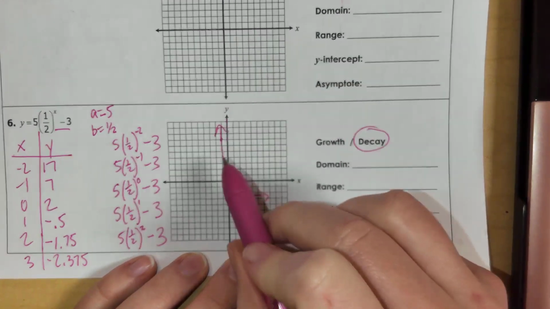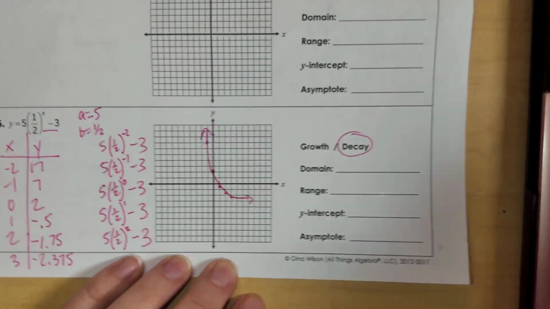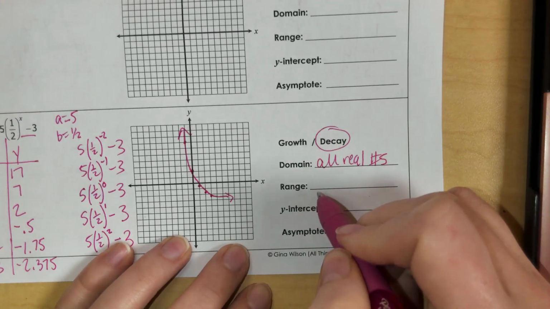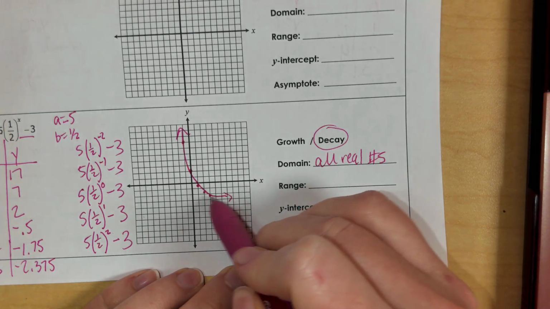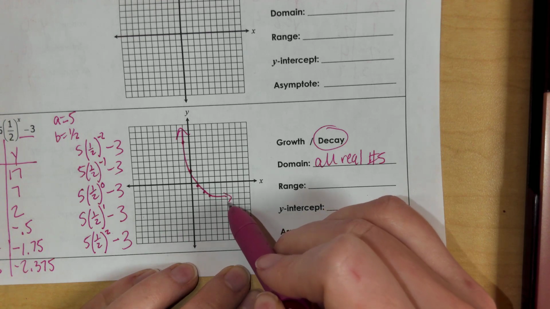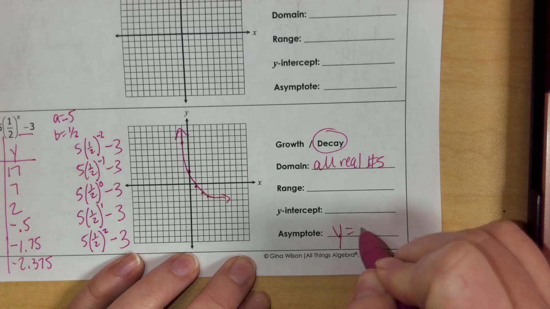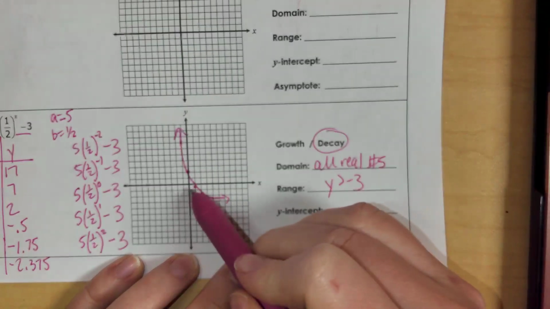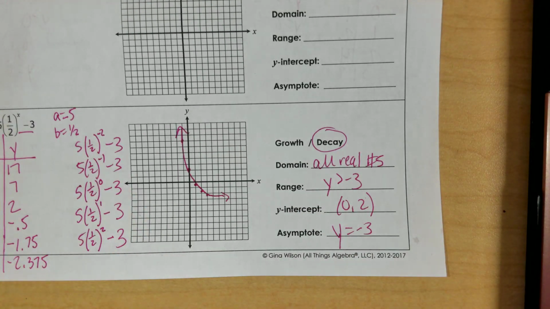So again, it's decay, it is decreasing because this b value is 1/2. You'll notice that my domain is again all real numbers. The range is going to be everything, and you'll notice here that doing that extra step allowed me to see that this actually does cross that -2 and gets closer to -3, but doesn't cross the -3. So my asymptote in this case is going to be -3, so my range is going to be numbers greater than that. And then of course my y-intercept, it does cross at 0, 2, at 2 on the y-axis.